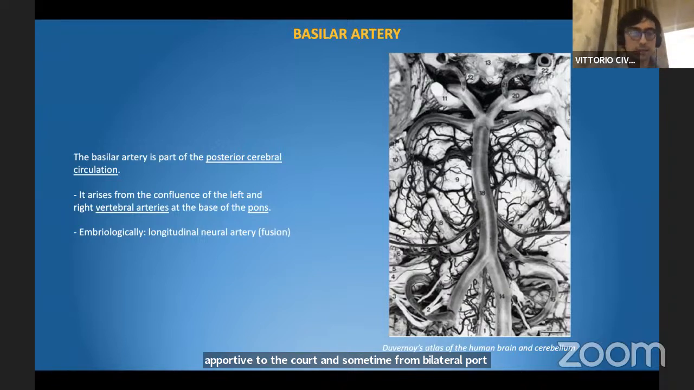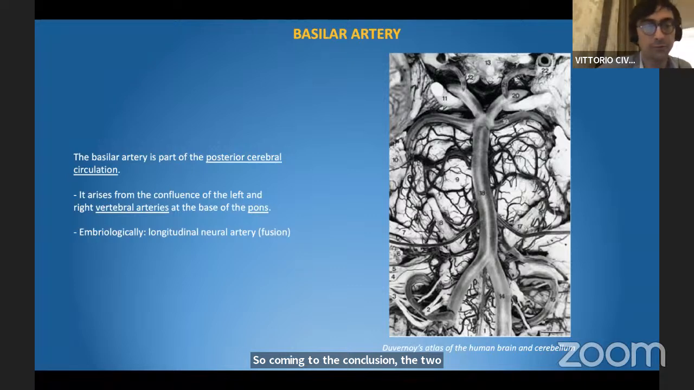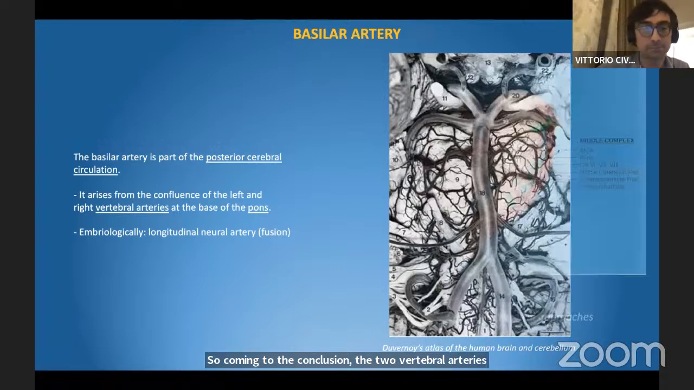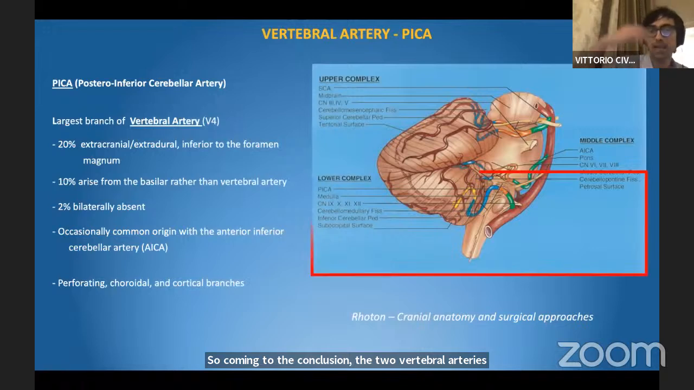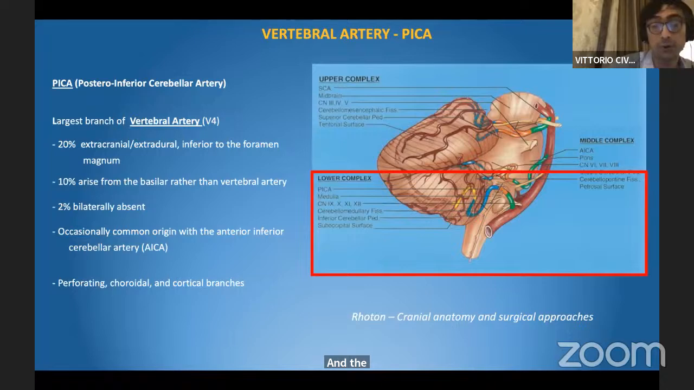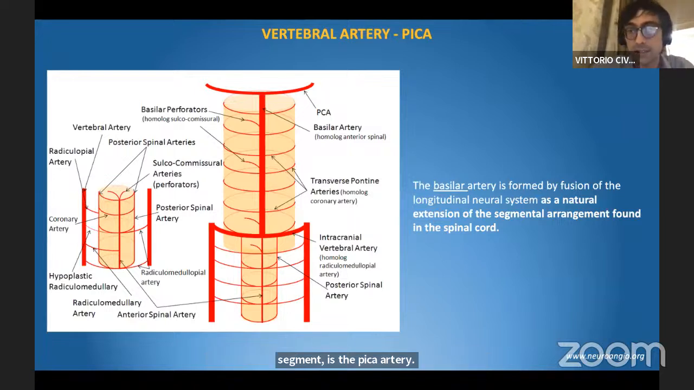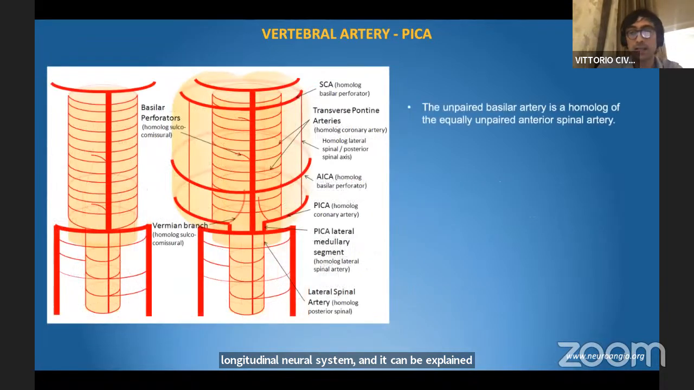So coming to the conclusion, the two vertebral arteries end up and form the basilar artery. And the main collateral branch in the V4, the intradural segment, is the PICA artery. And even the basilar artery is formed from a fusion of longitudinal neural systems, and it can be explained from an embryological point of view as an extension of the segmental arrangement found in the spinal cord.